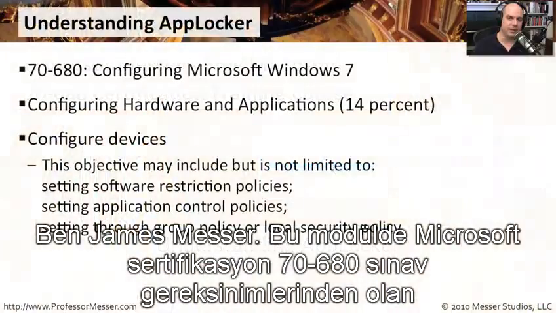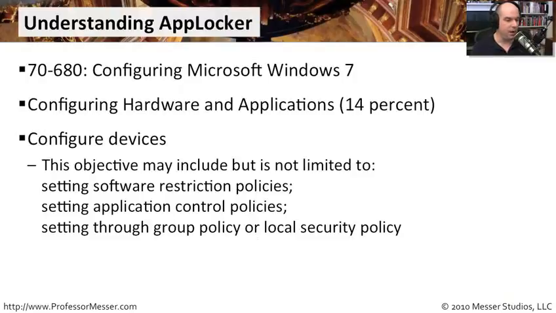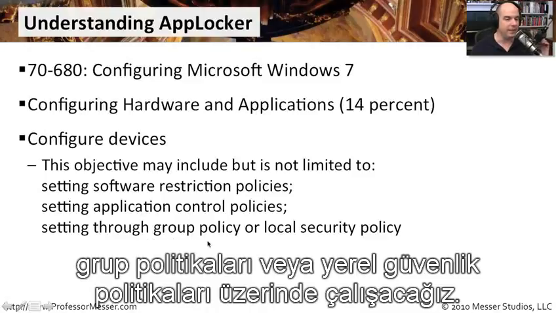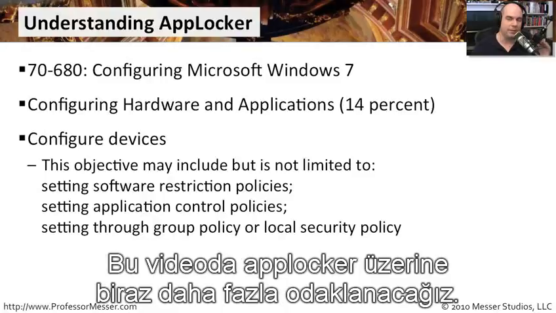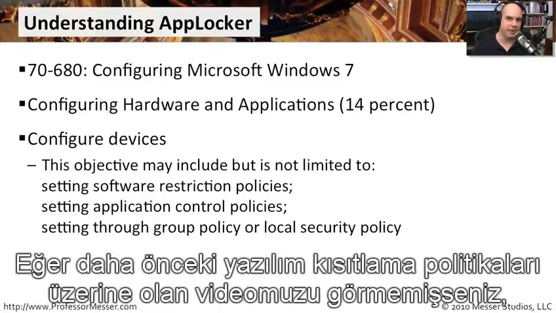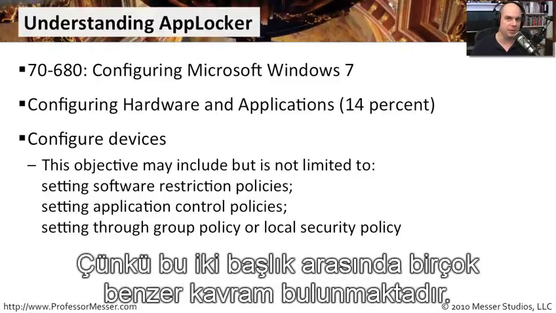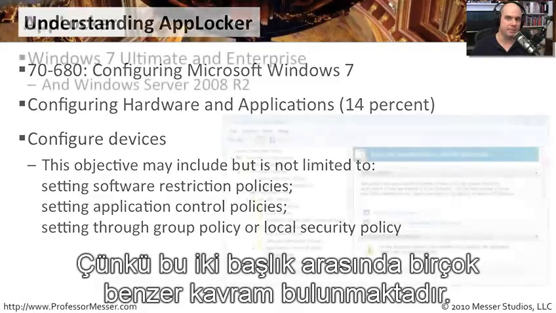I'm James Messer, and in this module we're going to go through the requirements from our Microsoft certification 7680 exam, where we need to set software restriction policies and application control policies through group policy or the local security policy. We're going to focus our efforts in this video on AppLocker. If you haven't seen the previous video on software restriction policies, you might also want to look at that one. A lot of the concepts are very similar between those two topics.